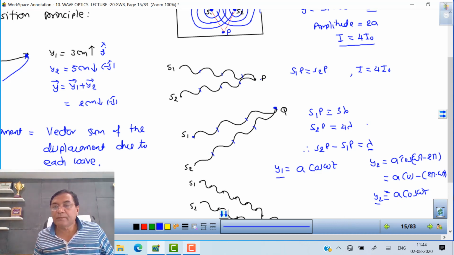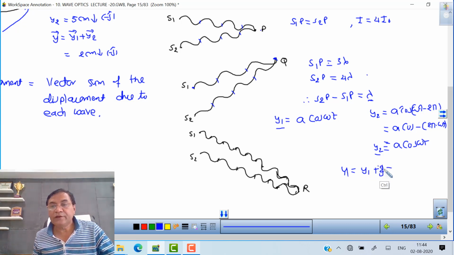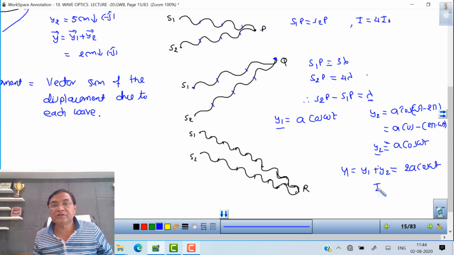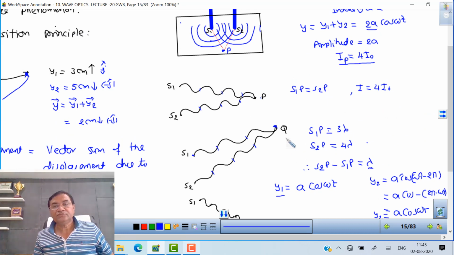So again intensity will be, you can calculate y is equal to y1 plus y2. So it is similar to the first case, 2A cos omega t, and therefore intensity at Q is also 4 times intensity I0. Understood?